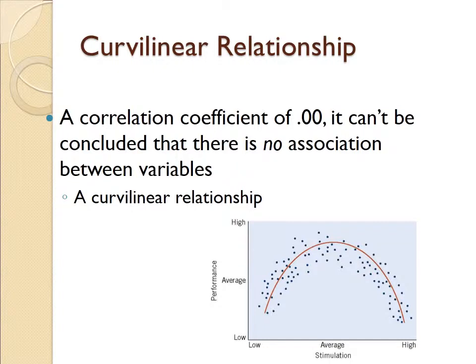Now, it is also important to know the assumptions of the correlation. The correlation has an assumption of a linear relationship, that the best way to describe that scatter plot is going to be a straight line. However, you can only assume that you're accurately using a correlation if it is linear.